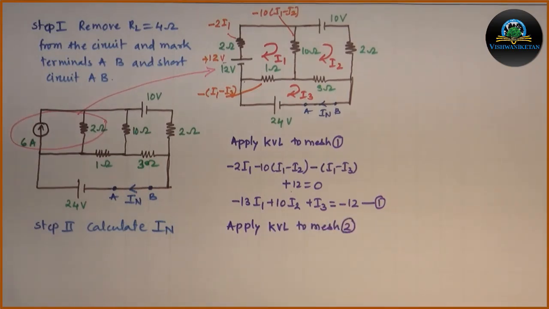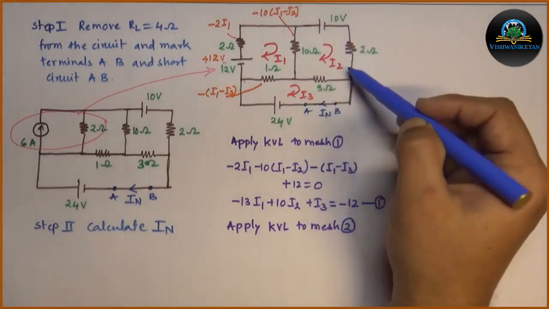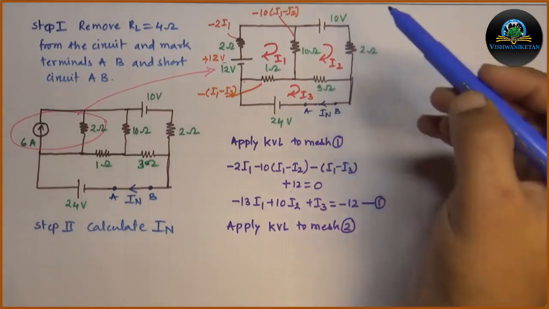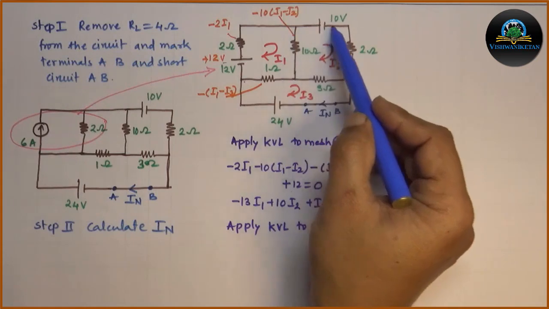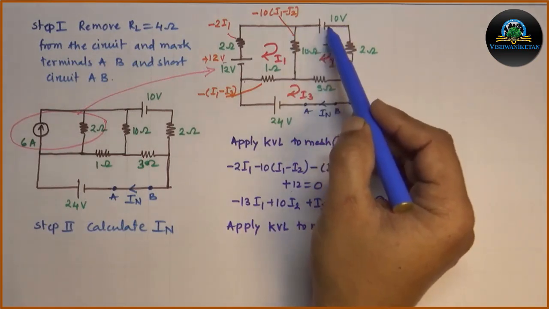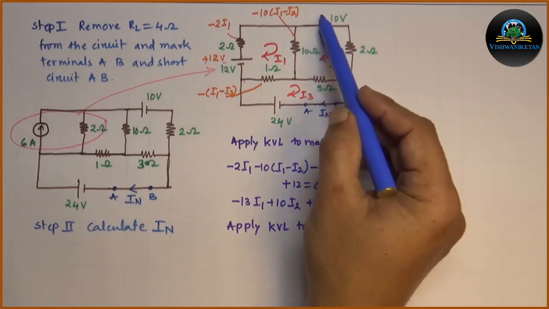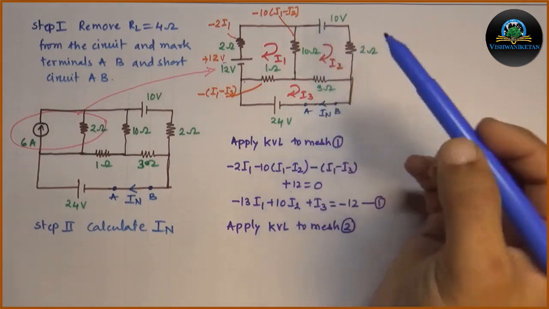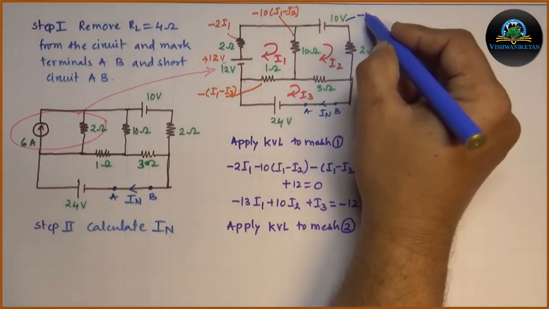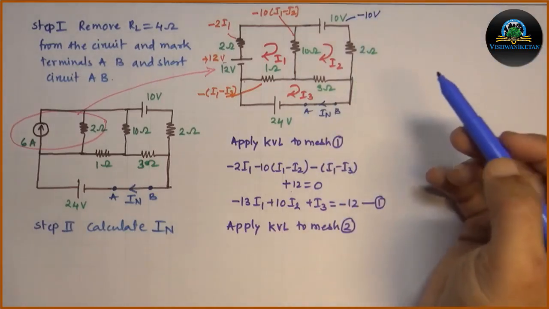For mesh 2, as we move in mesh 2, the first element is the 10 volt source. When I move in mesh 2, the first terminal arrives as plus or positive and the second will be negative. So it will be a drop in voltage. Hence 10 volt will be written as minus 10 volt.